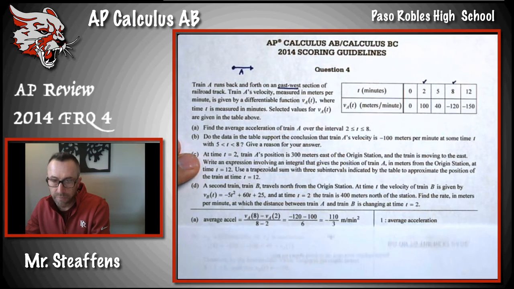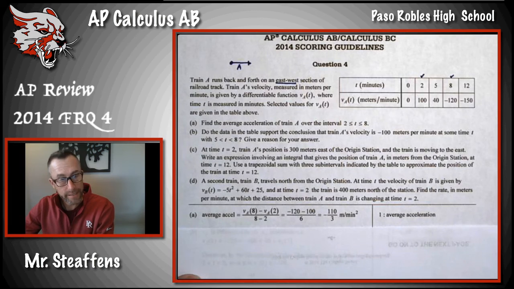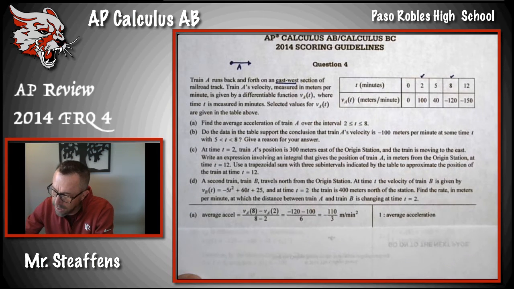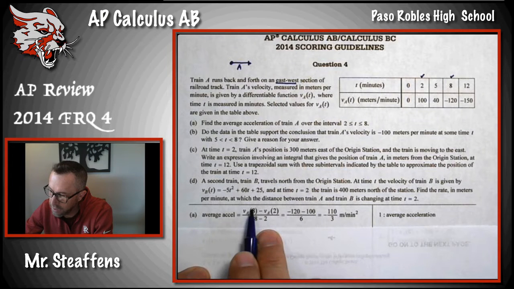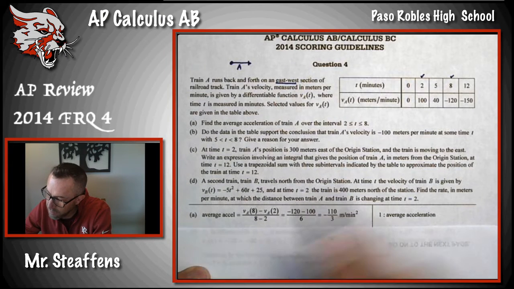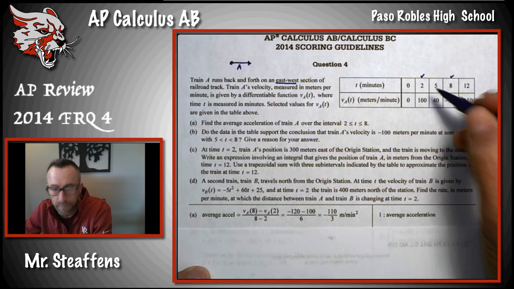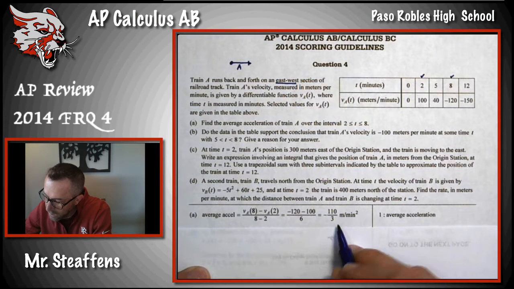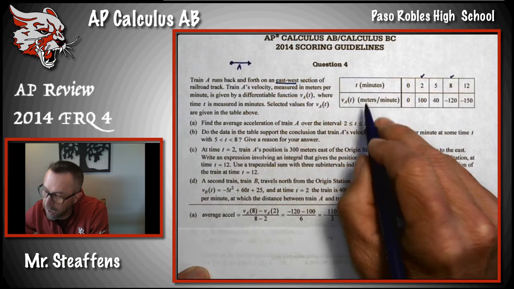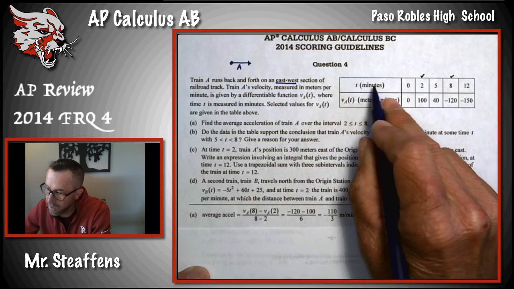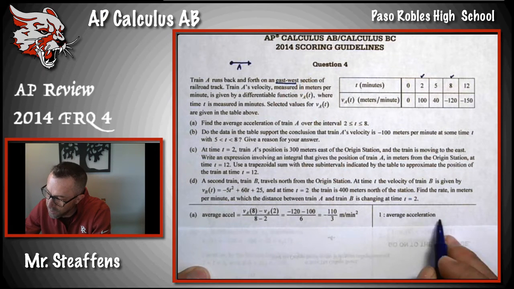So on the first part of your solution down here and on your scoring guidelines, you'll see that's all they did. Average acceleration is the slope. That's y2 minus y1 over x2 minus x1. So it says negative 120 minus 100 over 8 minus 2. So just like in algebra 1, we end up with negative 110 over 3. And these are going to be meters per minute divided by minutes. So we call those meters per minute squared. Please make sure you put that. A lot of times they'll say must have units.